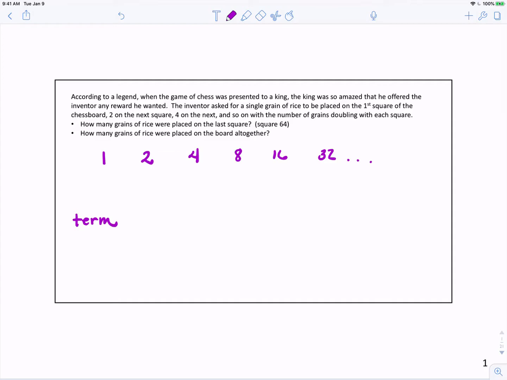And the notation for a term usually is the letter A with a subscript. So this would be our first term, our second term, our third term, our fourth term, etc. And so to answer question number 1, the question would be, if we kept on going, what would the 64th number in this list be?